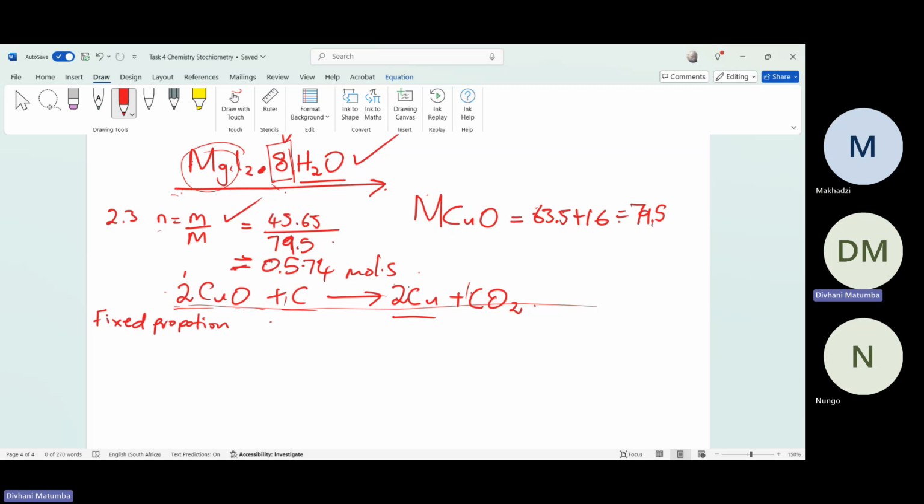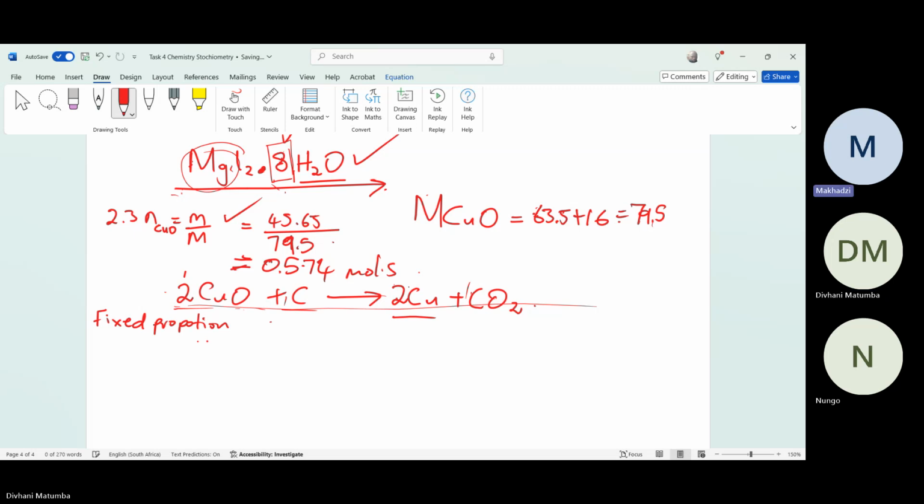Okay. So given that you know the number of moles of copper oxide, how are you going to calculate the number of moles of carbon? Because that's what we are looking for. Makadze. So I think we have to write the ratios down. Okay, let's write the ratios down. Okay, let's start.